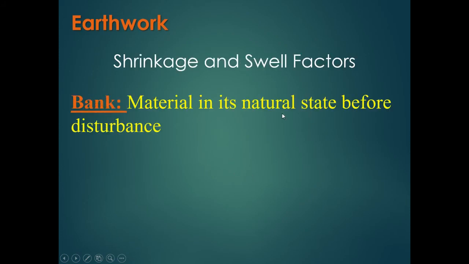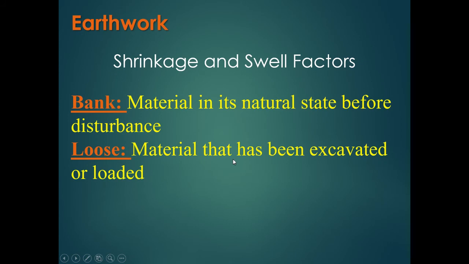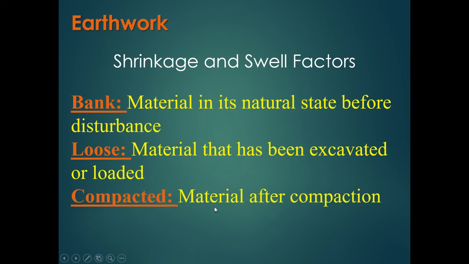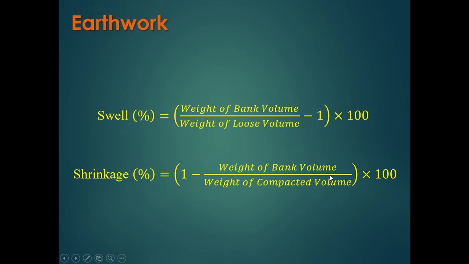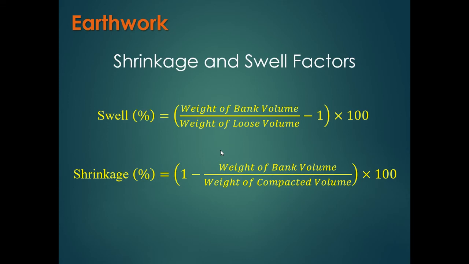All right. Bank: material in its natural state before disturbance. Loose: material that has been excavated or loaded. Compacted: material after compaction. Okay. Swell percentage: weight of bank volume divided by weight of loose volume, minus 1, times 100. Okay. Shrinkage: weight of bank volume. You notice the numerators in here, it's always related to the bank volume, the undisturbed volume, over the weight of compacted volume. Okay. 1 minus that, times 100, will give us our shrinkage factor. So these two formulas are very important. All right. So we'll be using these.